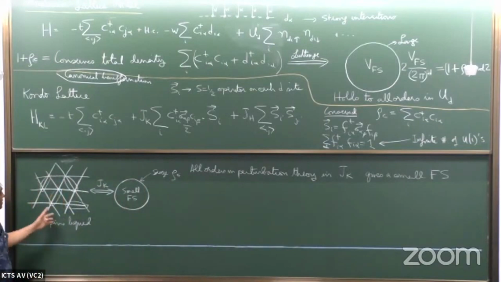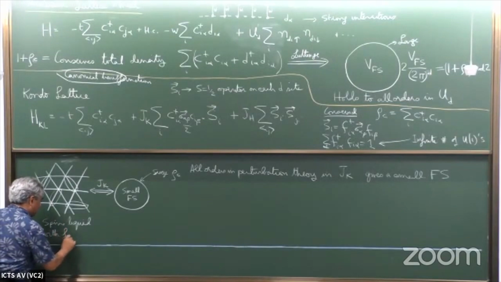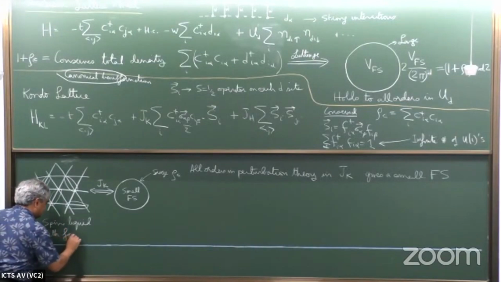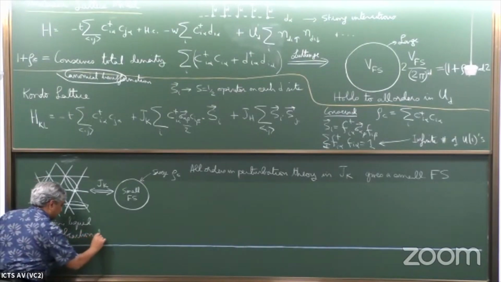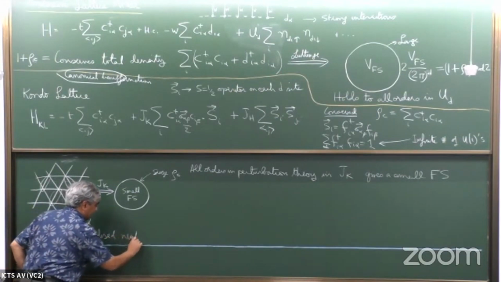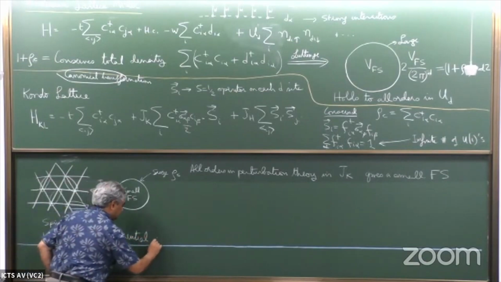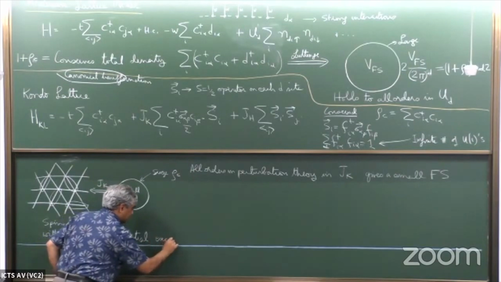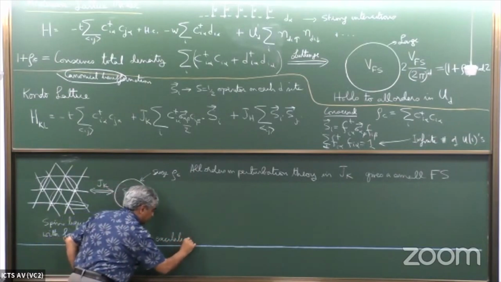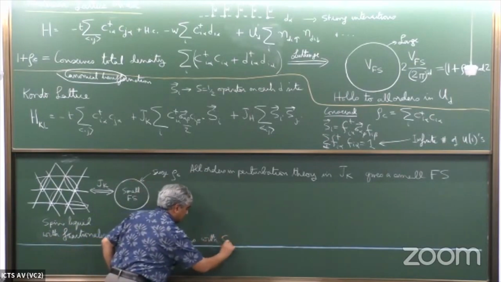And the price you're paying is that in the spin liquid, there are fractionalized excitations. Fractionalized neutral excitations which carry spin 1/2. Fractionalized neutral excitations, that is, neutral in the electron density, which carry a fractional spin but no charge.